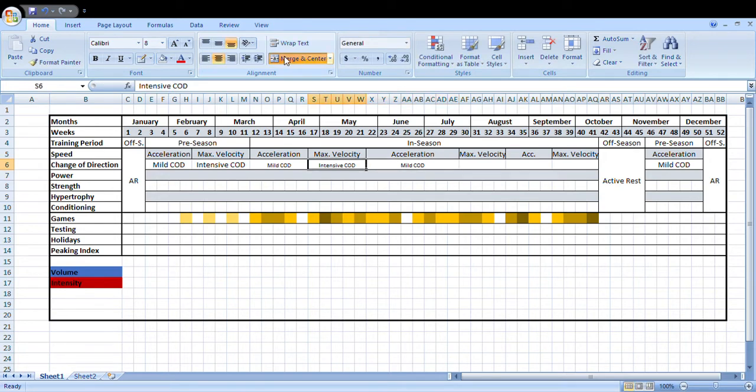And we're going to pair up our intensive change of direction with our higher velocity running, and our more mild change of direction with our acceleration. And these last few blocks here, I made the font slightly bigger, and that is on purpose to indicate that maybe we might put a little bit more emphasis and a little bit more time spent on these sort of things when we need to be more at our best, because we have some important games coming up.